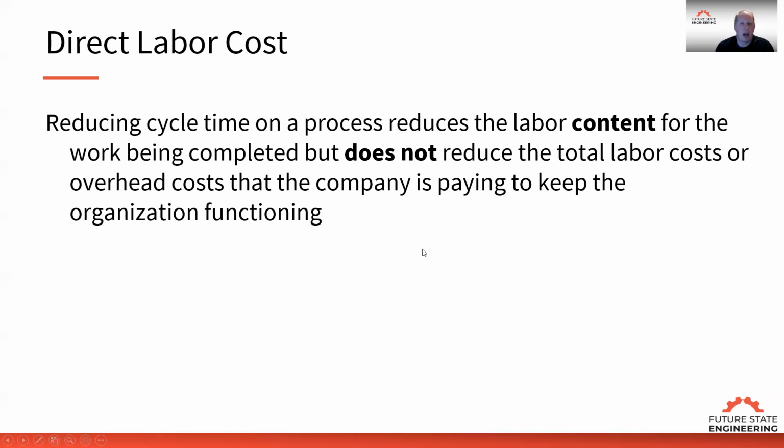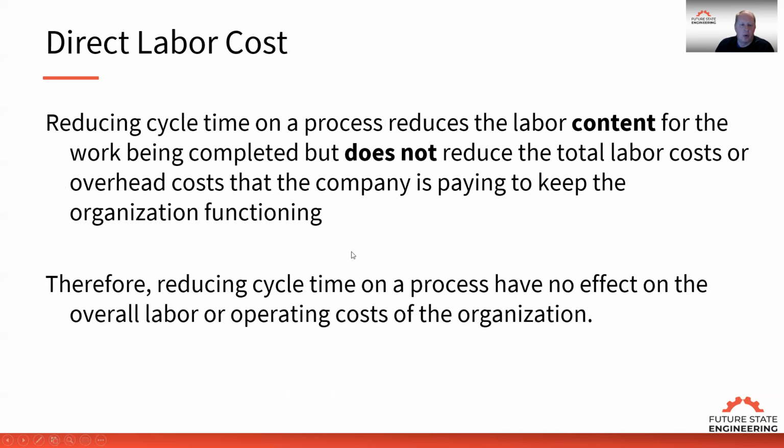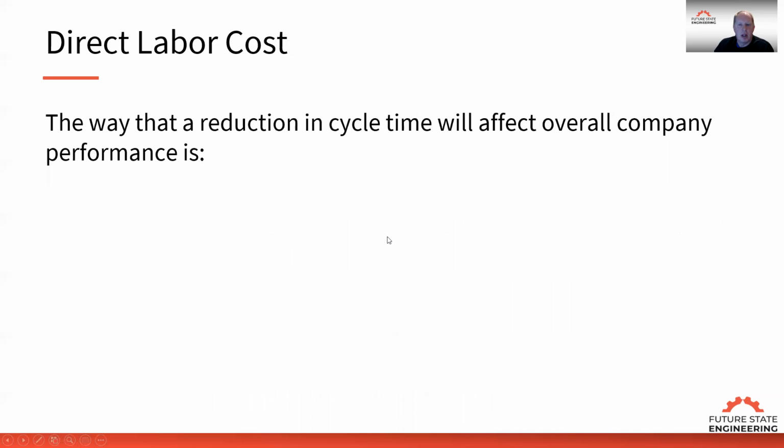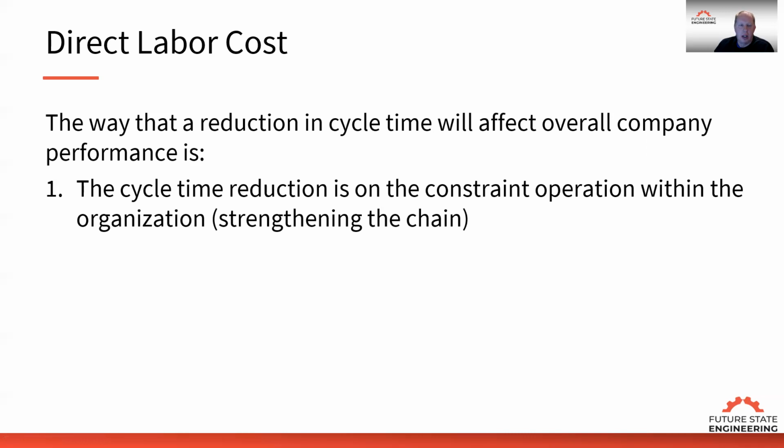So if we reduce cycle time on our process, then it reduces labor content. The work being completed does not reduce the total labor costs or overhead costs that the company is paying to keep the organization functioning. Therefore, reducing cycle time on a process has no effect on the overall labor or operating costs of the organization. But what does affect performance of the company is, if we reduce the cycle time, what effect does that have on the overall company performance? First of all, if we reduce cycle time on the constraint operation in the organization, then it's going to translate into improved output of the organization.